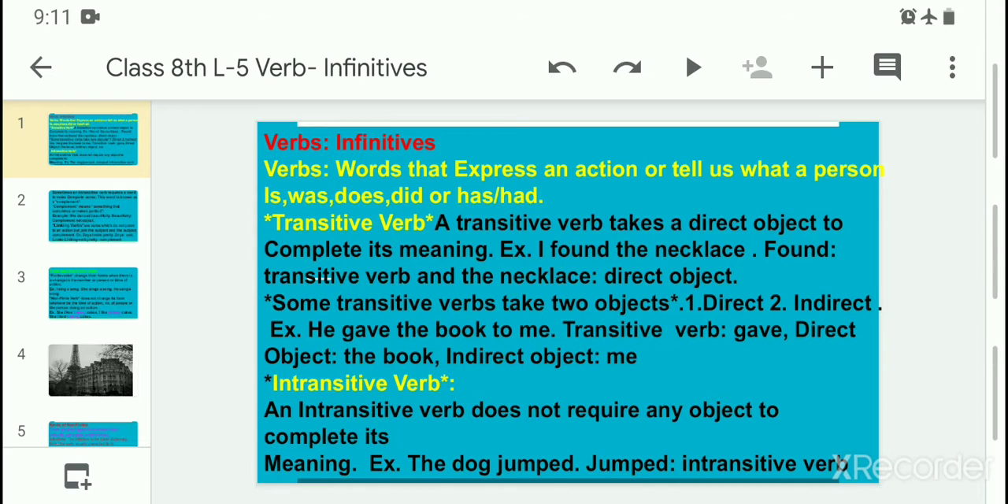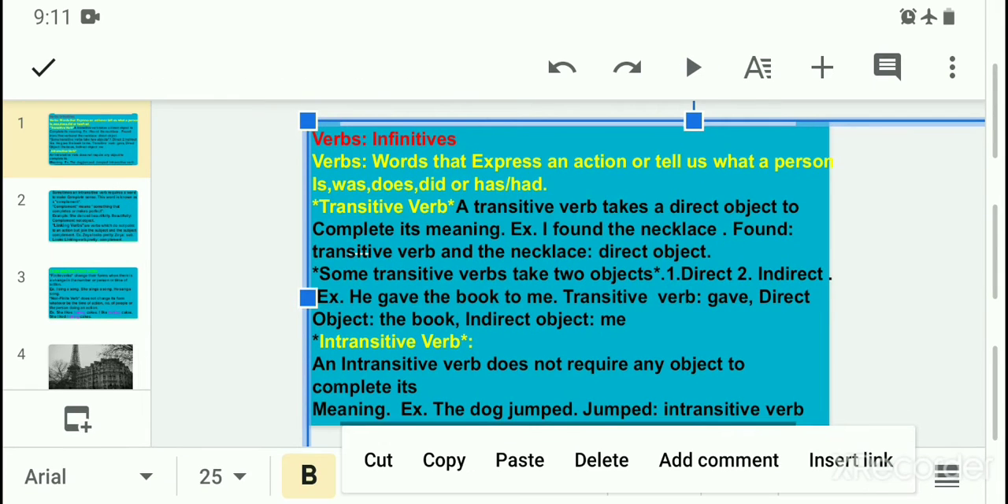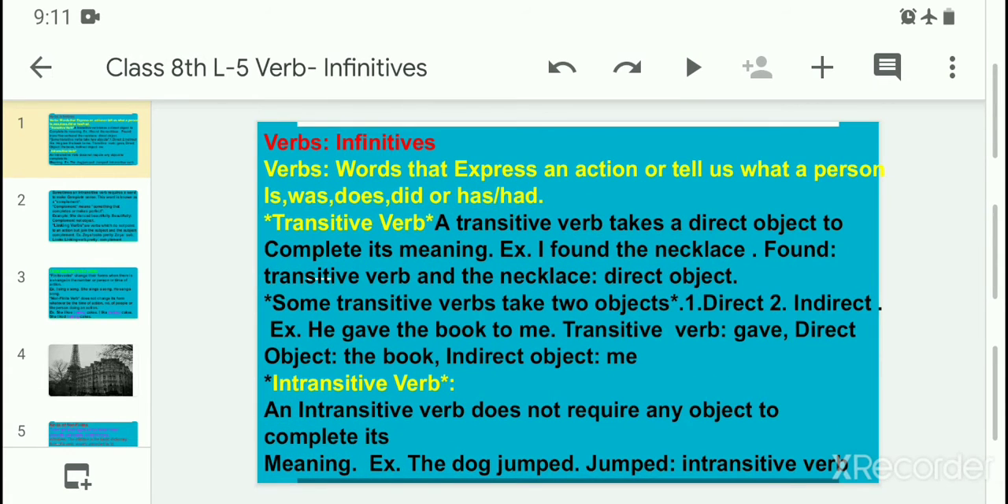objects. And intransitive verb does not require any object to complete its meaning. ठीक है? Intransitive verb क्या होती है? Intransitive verb does not require any object. For example, the dog jumped. After the verb, main verb, nothing is there. There is not any object after the verb jumped, right? So the verb jumped is the intransitive verb. Correct बच्चे?